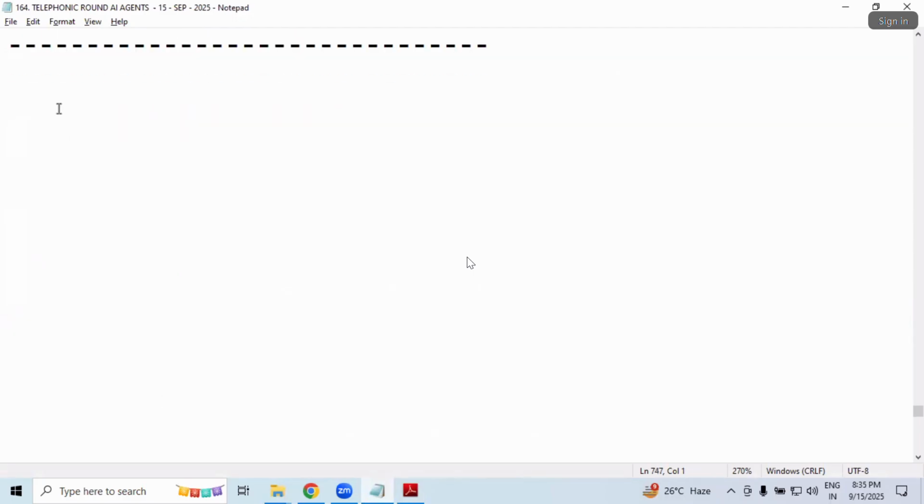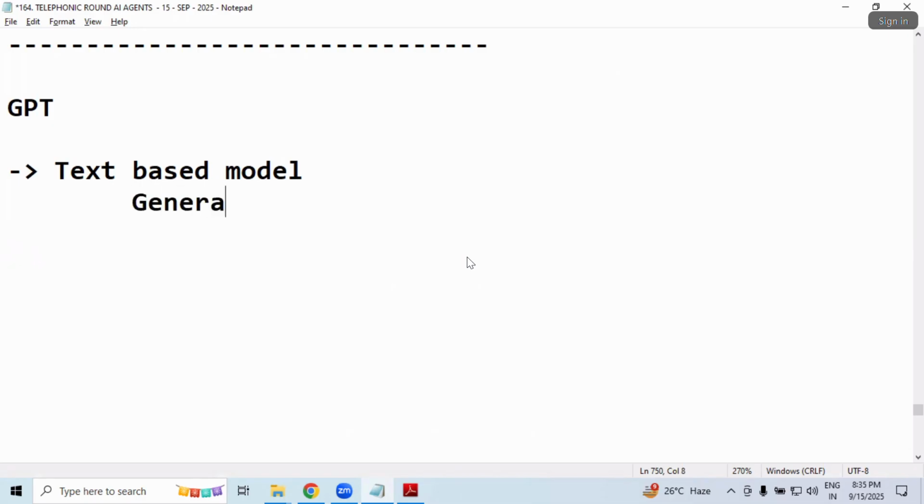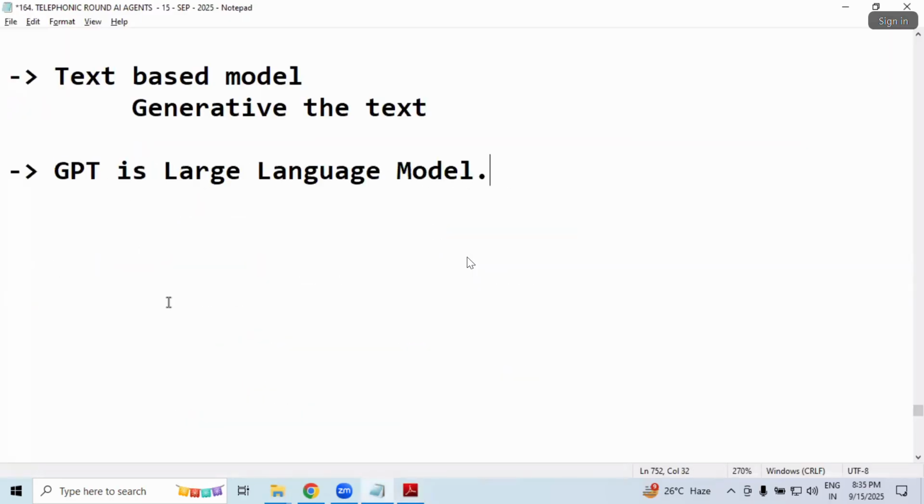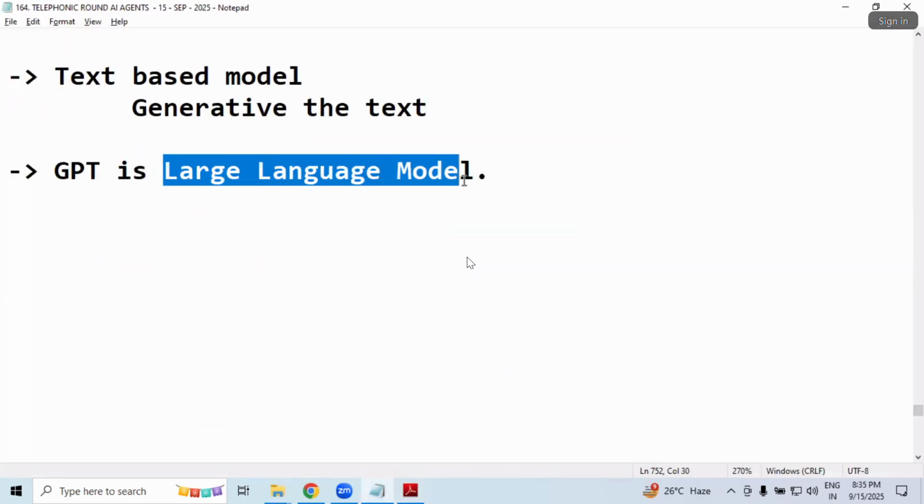First of all, I would like to tell one thing. GPT is a text based model. What do you mean by text based? Generating the text. I need a response. Generating the text actually. Okay, good. GPT is a large language model. This is seriously amazing, sir.